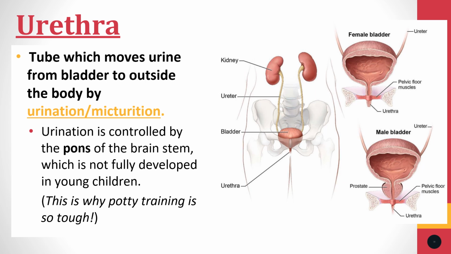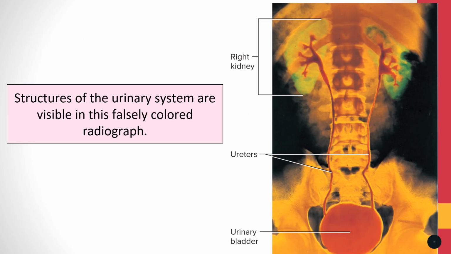So then we're going to get down into the urethra. This is going to be the tube that actually moves the urine from the bladder to the outside of the body by urination. So urination is going to be controlled by the pons in the brainstem, which is not fully developed in little kids. This is why potty training can be really difficult if you do it in really, really little kids versus when they get just a tiny bit older, because you have to wait on that brainstem development to get to where it needs to be for them to be able to really potty train well.